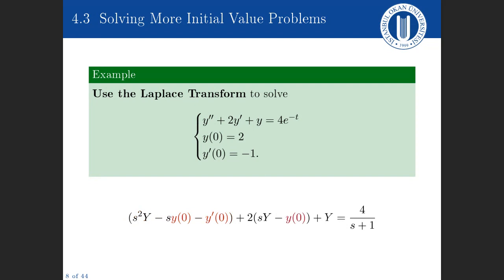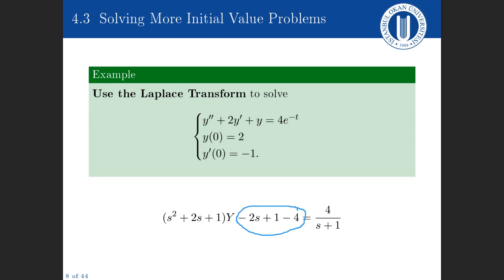And then next, I want to use the initial conditions. y of 0 is 2, y prime of 0 is minus 1. Let's put these numbers in. And then we want to start rearranging so that we get capital Y equal to something. Gather all of the Y terms together. This part, minus 2s plus 1 minus 4, I want to move this all over to the right.